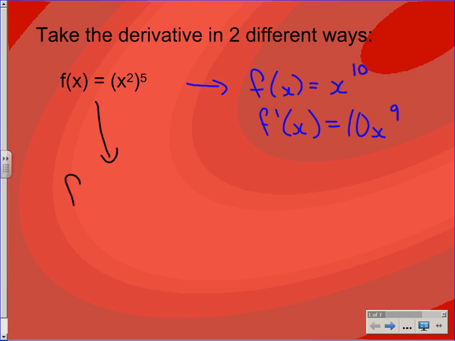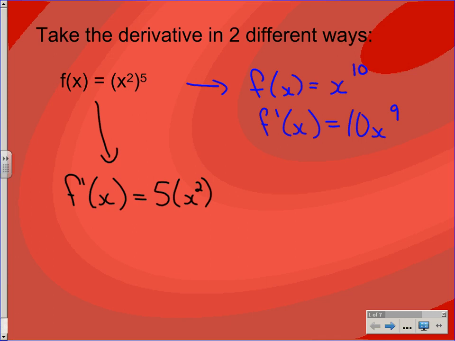So the way we would do that is, and I don't want to write that whole formula down again because it really didn't work well. It was better to just think it through. The derivative of the outside means bring the 5 down, leave the inside the same. And that leaving the inside the same part is going to be really important for us.